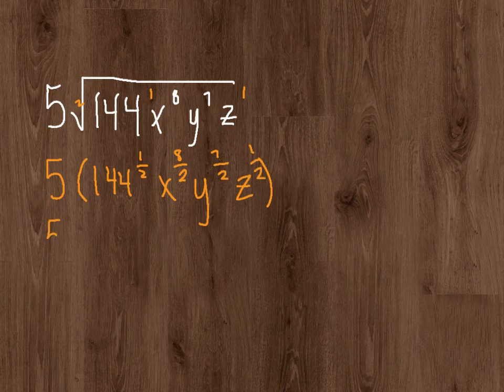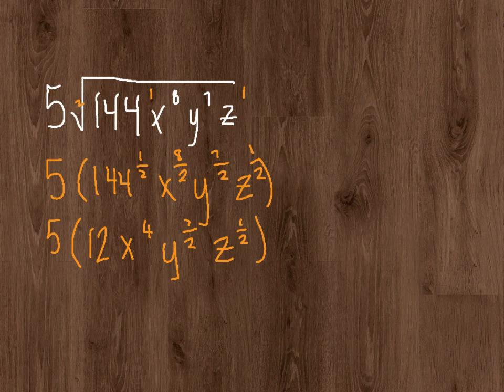Now I need to go ahead and simplify my inside. When I do 144 raised to the 1/2, I get that as 12. When I do 8 divided by 2, I get that to be 4. For y, I get 7 over 2, and I get a decimal, so I'm going to leave that as 7 over 2. For z, 1 over 2, I get a decimal, so I'm going to leave that as 1/2.